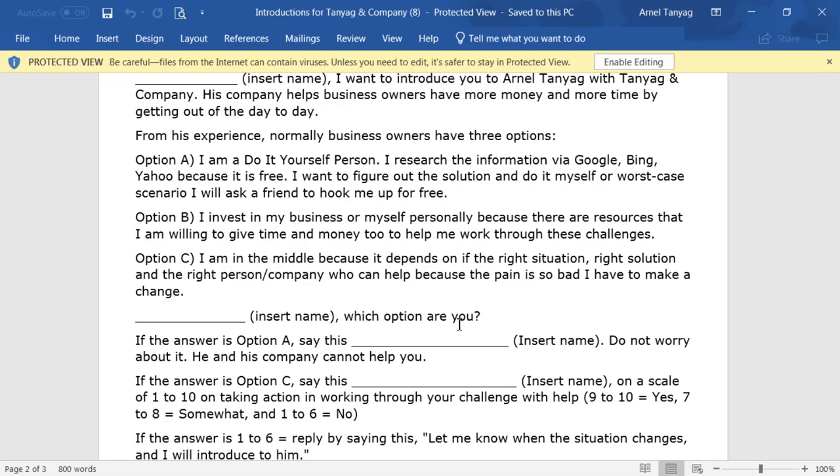And if he says option C, well, on a scale of 1 to 10, where are you at in taking action and working through this challenge? Like I had a gentleman who said he wanted to grow his business and he wanted to do it by referral. And I asked him, okay, on a scale of 1 to 10, where are you at? He said 7. I said, well, that's not a yes, because 9 to 10 is yes. So what would it take for you to go from a 7 to 9?